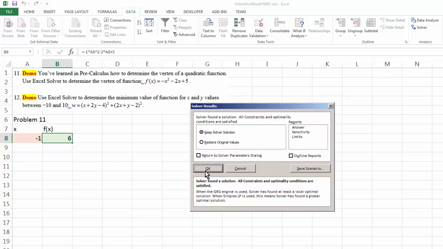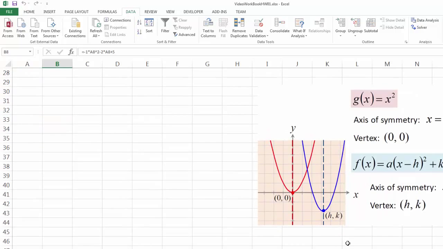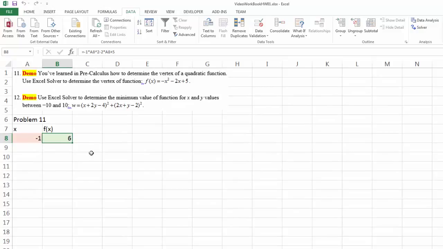And now Excel has found a solution when x equals -1, y equals 6. That actually corresponds to a maximum value of our quadratic function. If you're interested, you can go ahead and try to use the analytical method that you've learned from pre-calculus to confirm that (-1, 6) is indeed the vertex point of this function.